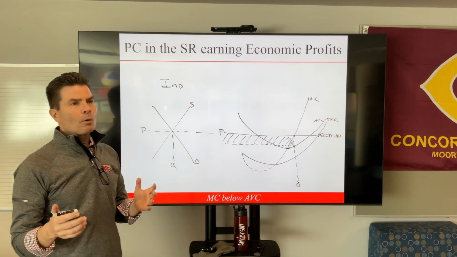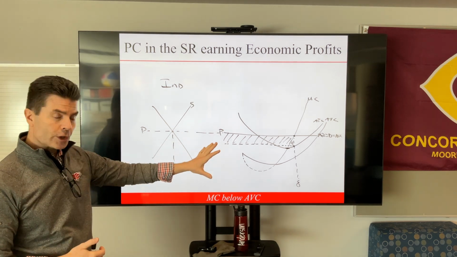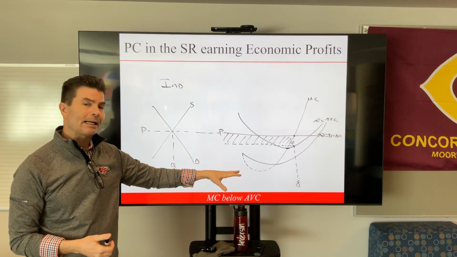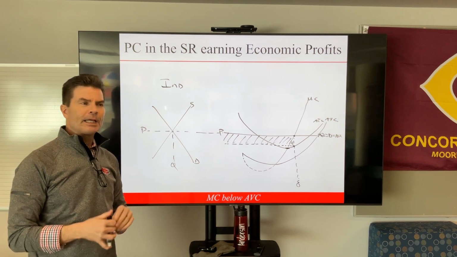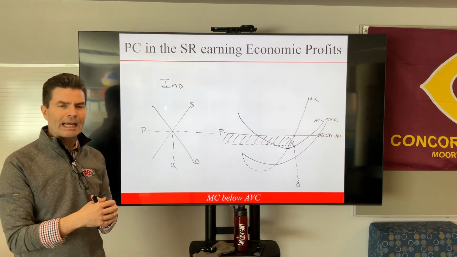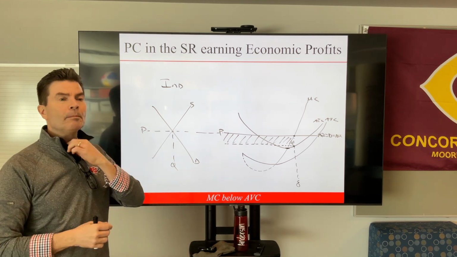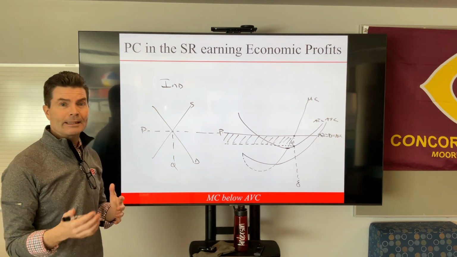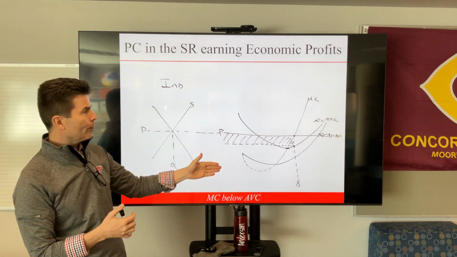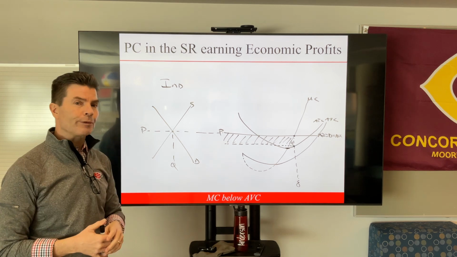Really, as you do it, this would be the most correct way to do it, with the dotted line below the AVC. But if you were to draw these and you don't have that, I don't think it's a huge deal, but it shows more of an understanding of the relationship that marginal cost has with AVC.